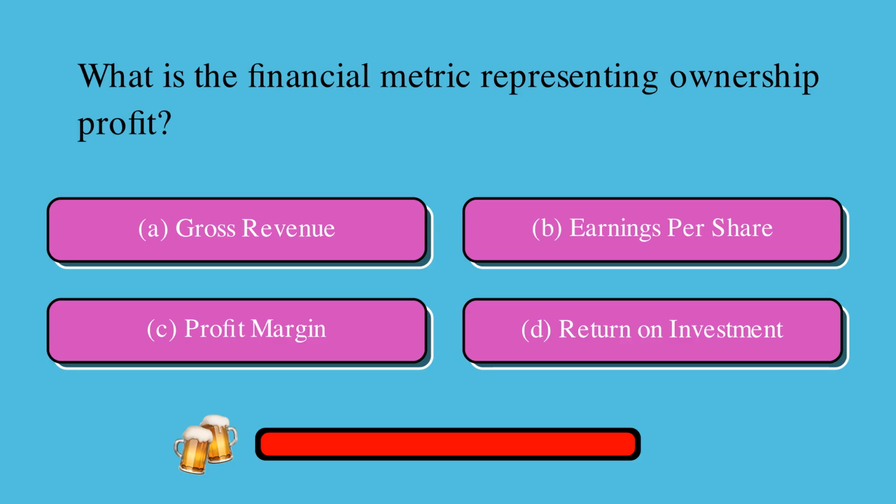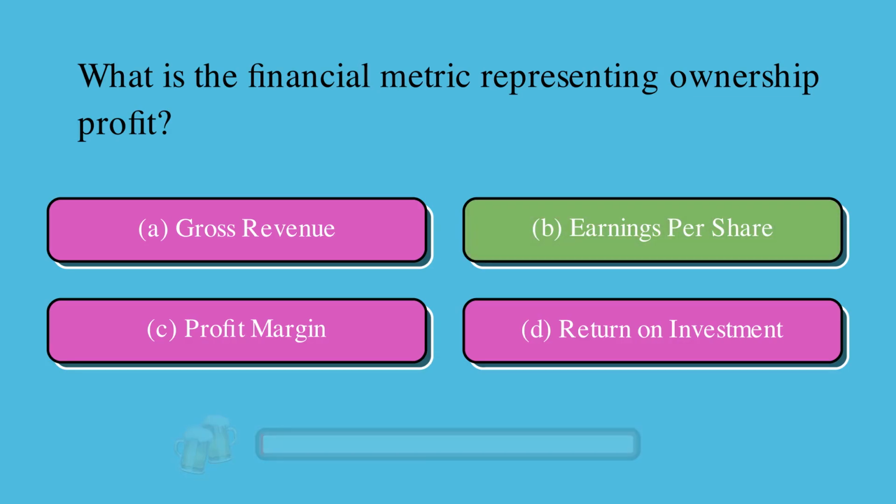What is the financial metric representing ownership profit? Is it A, gross revenue, B, earnings per share, C, profit margin, or D, return on investment? The correct answer is B, earnings per share.